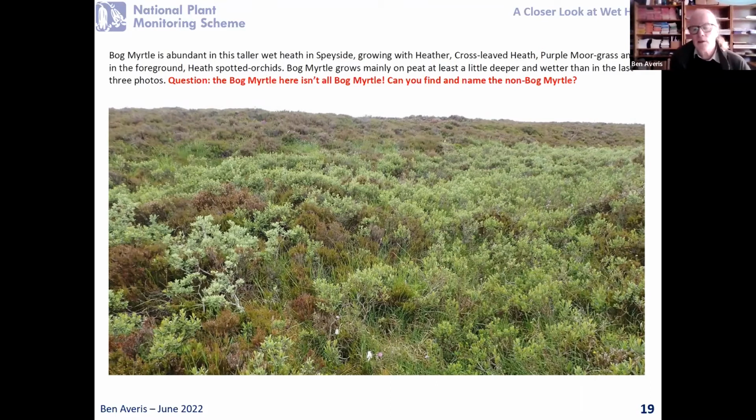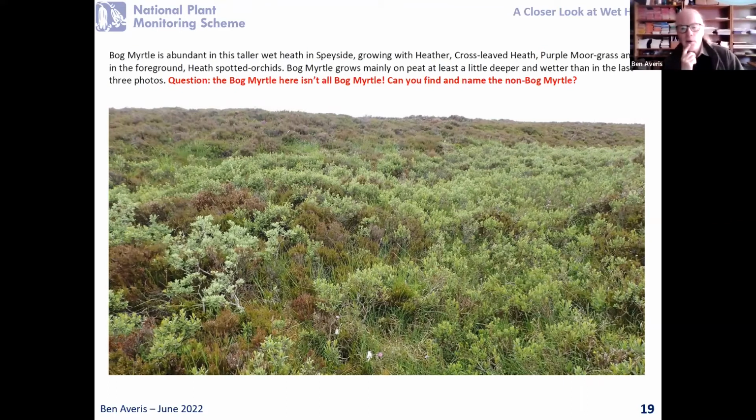I've mentioned that this is on a rather deeper peat. You don't tend to get masses of bog myrtle on the most shallow peats. It usually needs a reasonable depth, but it doesn't have to be anything like 50 centimeters bog kind of depth. And although bog myrtle is called bog myrtle, it's absolutely not just a bog plant. We get it in wet heath and in Molinia mires and in various other bits of flushes and things here and there.